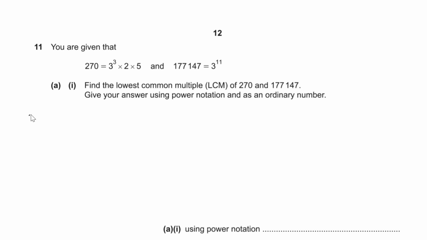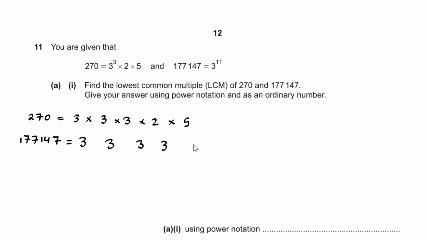Well, first of all, we've got 270, which is equal to 3 cubed, so we've got 3 times 3 times 3 times 2 times 5. And then we've got 177,147 equaling 3 to the 11. So we've got 3 multiplied by itself 11 times, and with this we can find out the lowest common multiple.